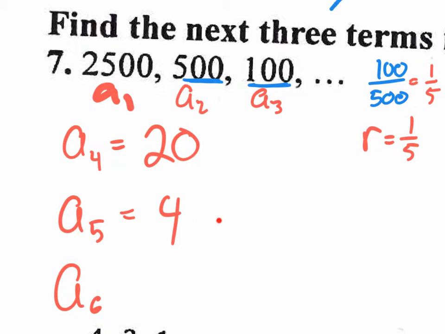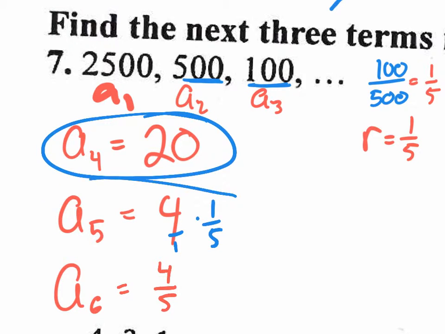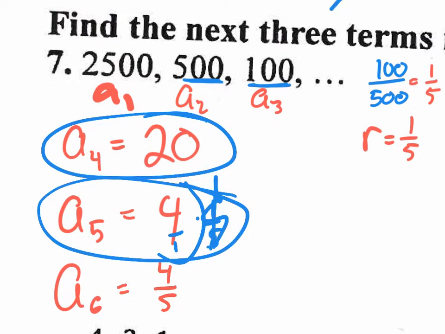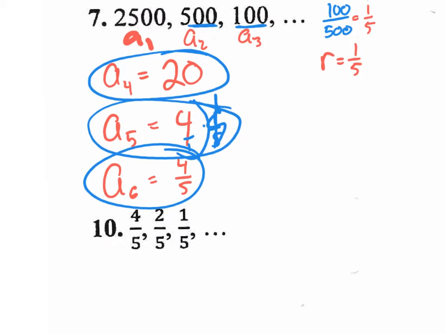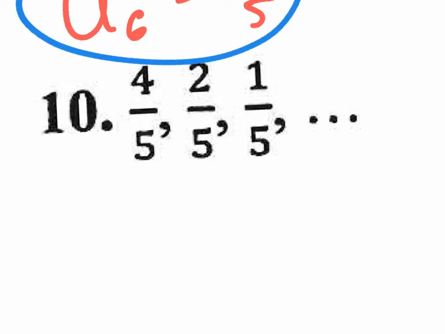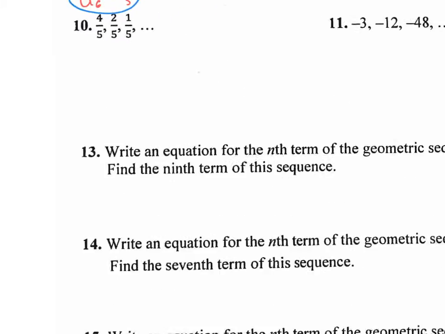And how am I going to get to my last term? Same thing, multiply it by 1/5. And that becomes 4/5. How did I get that? Multiply by 1/5, put the 4 over 1, multiply 4 times 1, and 1 times 5, and you end up with 4 over 5. So the next three terms are 20, 4, and 4/5. Are you with me? Okay. Some of them are fun with fractions. I'll probably explain that in a separate video.